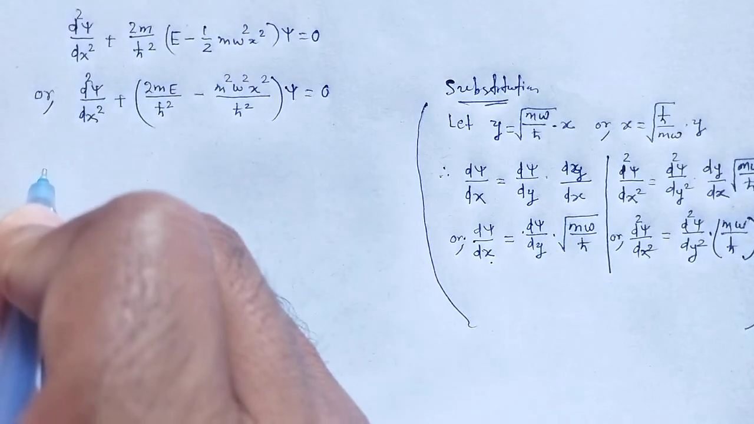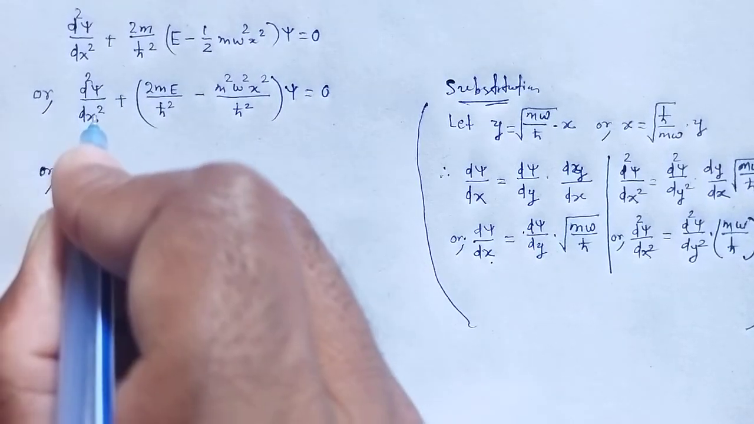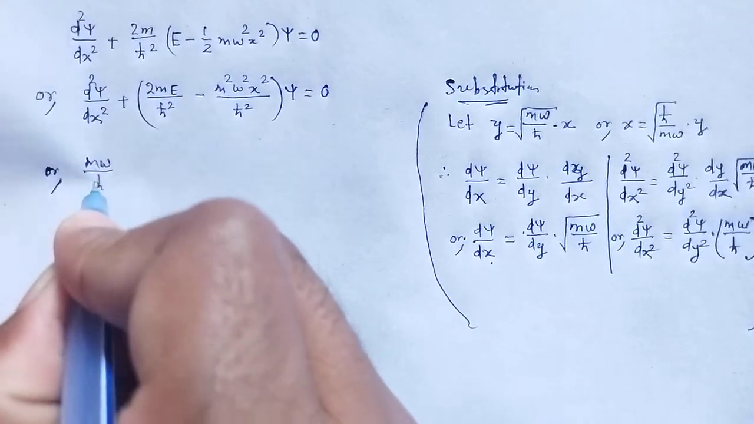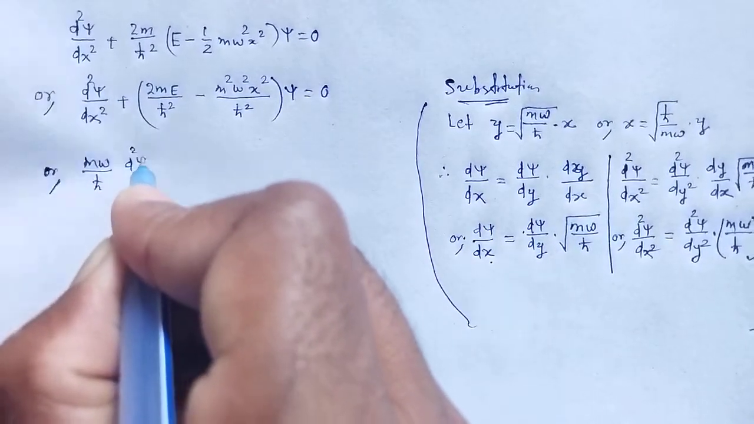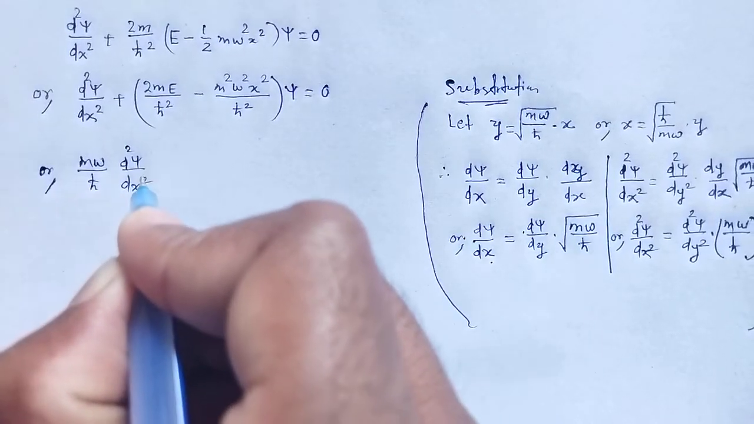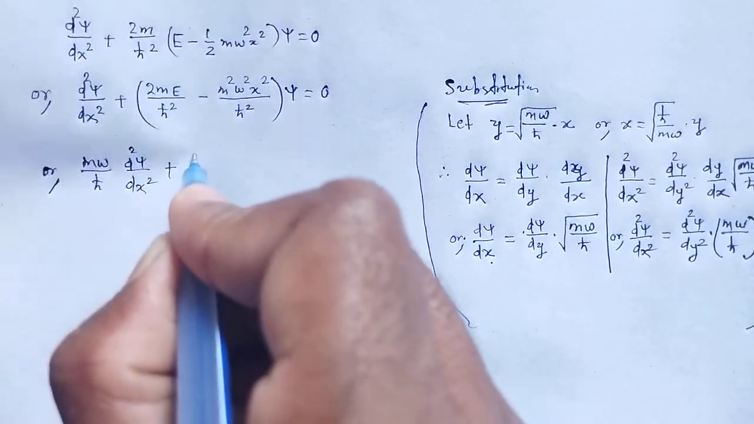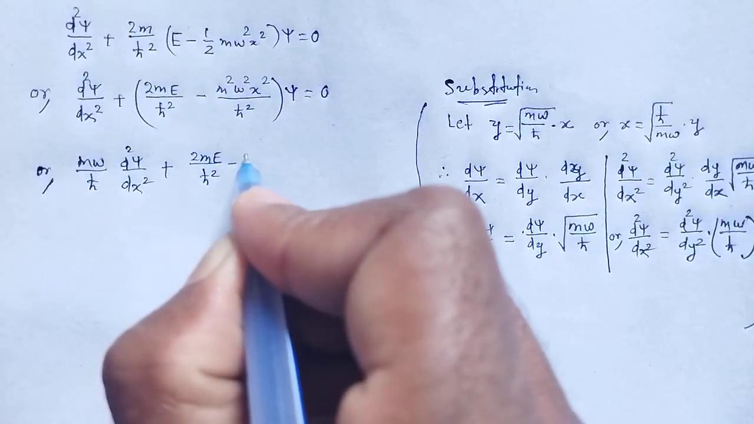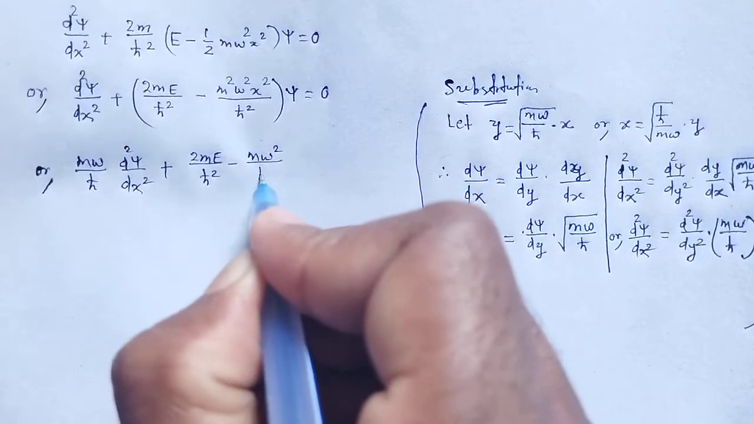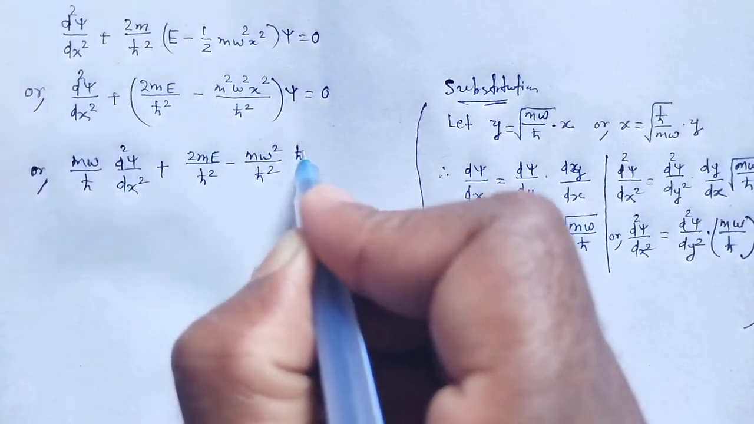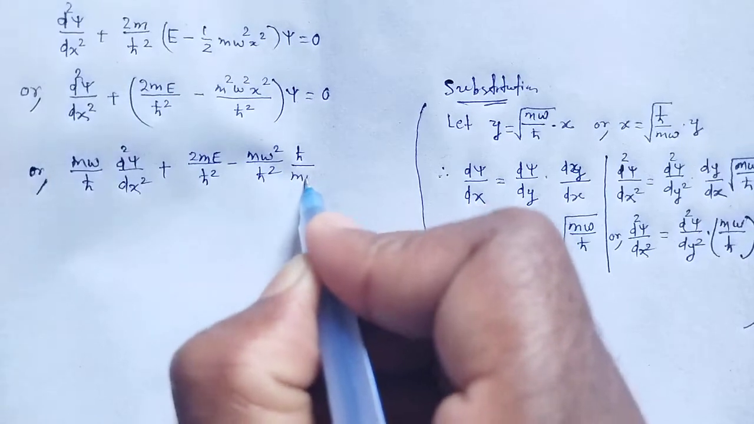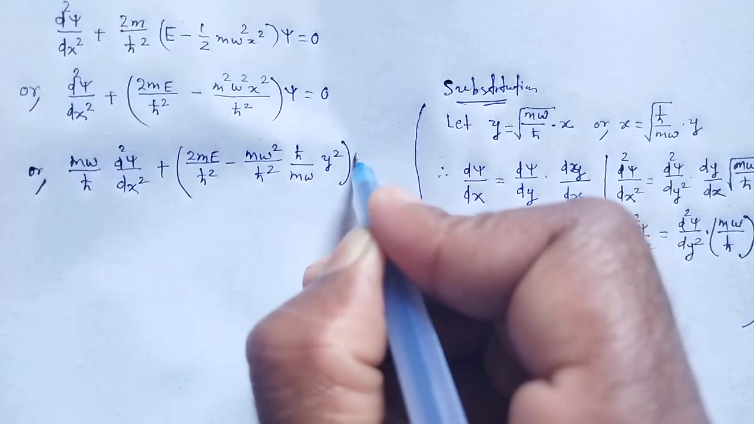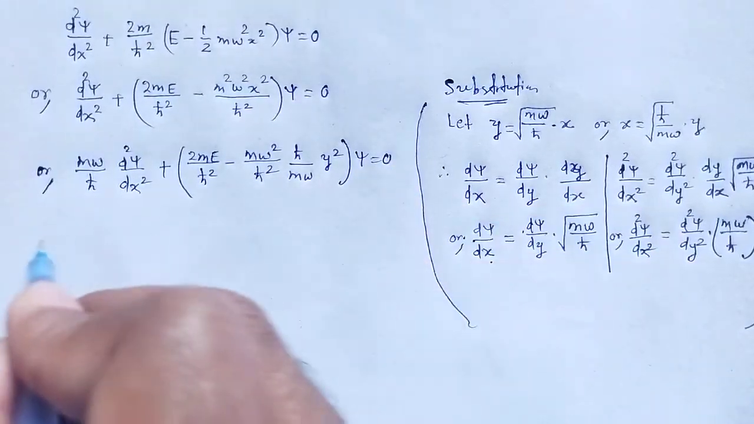Now we write here, that is m omega by h cross, d square psi by dx square plus 2me divided by h cross square minus m omega square divided by h cross square, h cross divided by m omega, y square of psi is equal to 0.